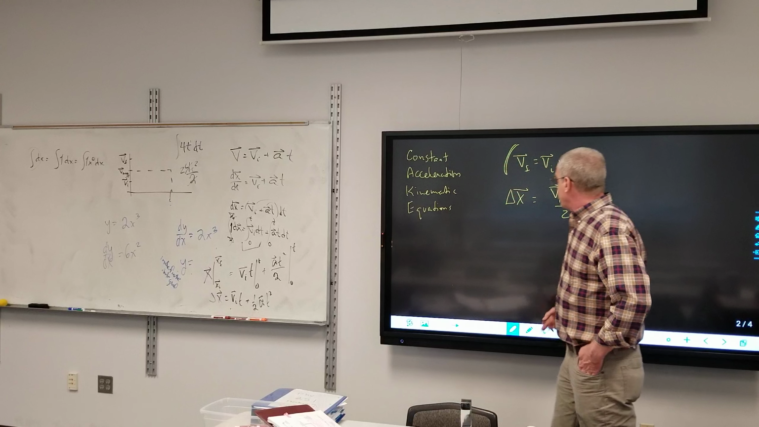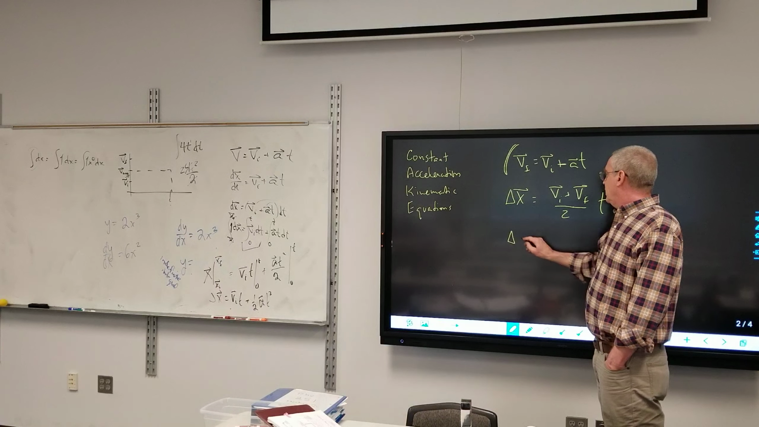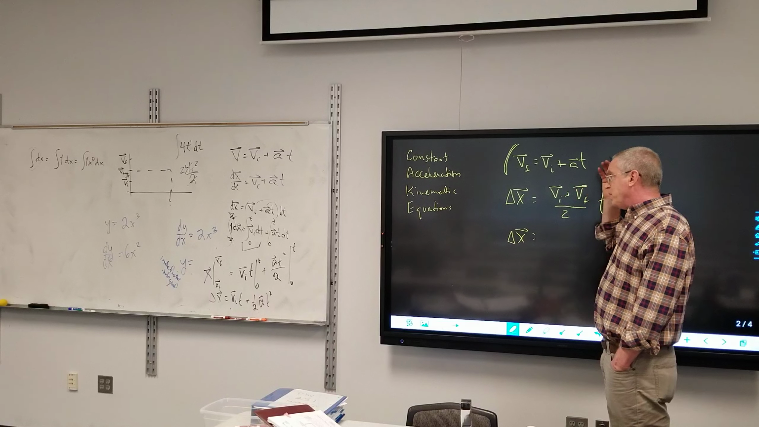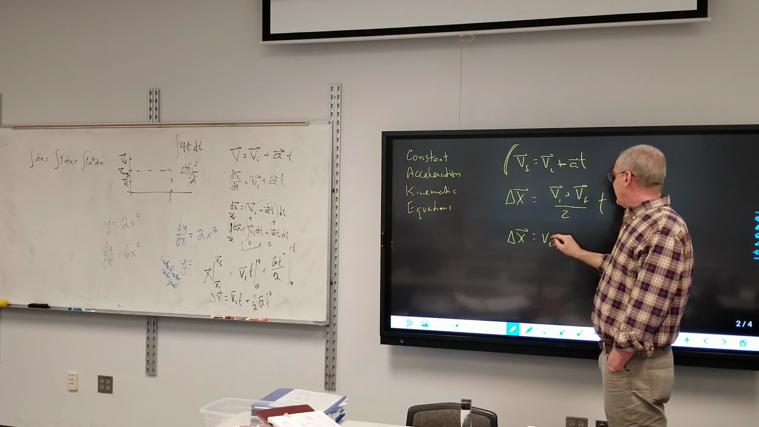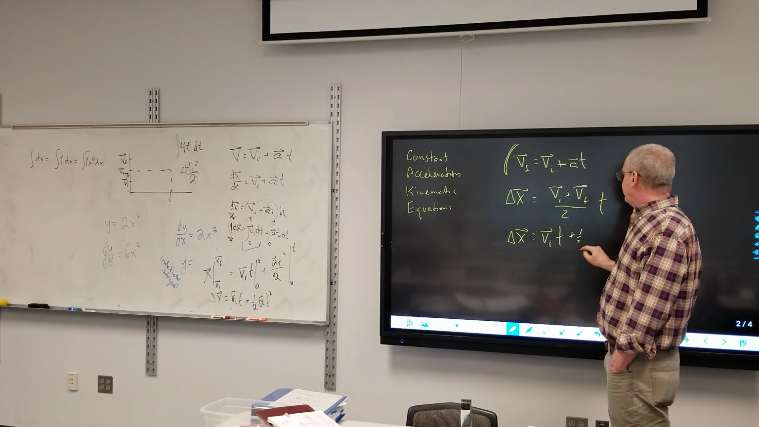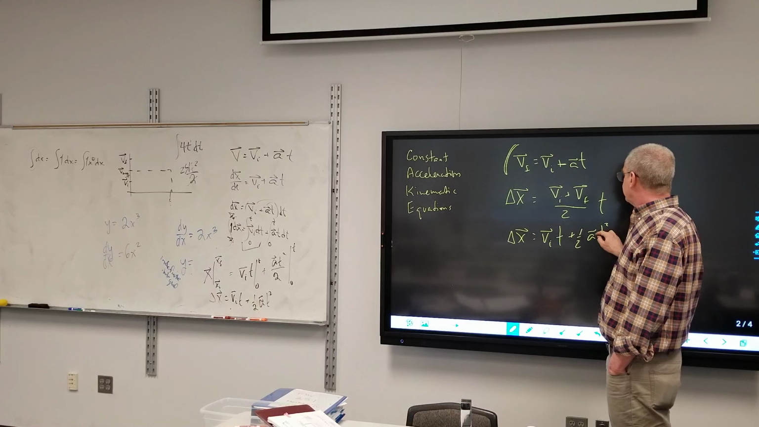It helps if I don't use the markers on these. So I have two displacement formulas here. I got the average velocity times time, and then I have vi t plus 1/2 a t squared.